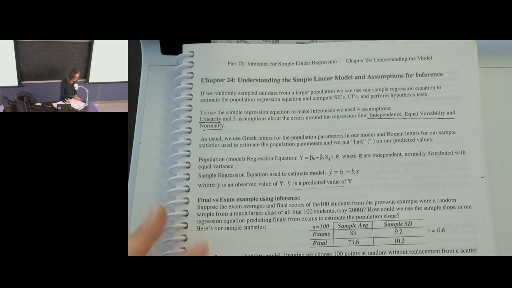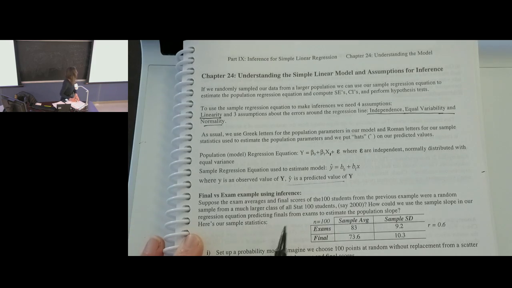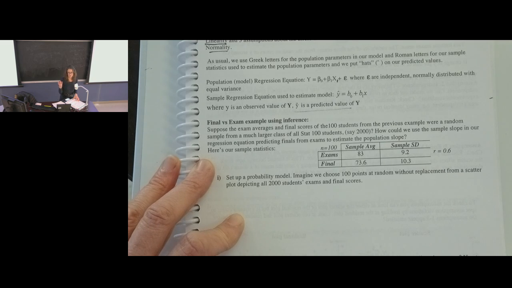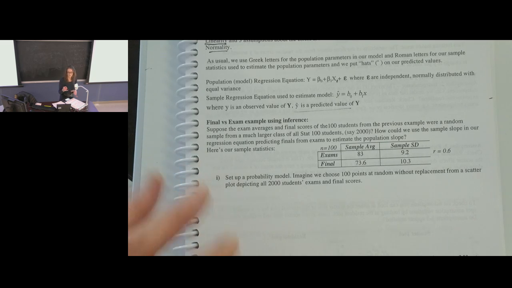Now let's suppose that same data set we had, that we just got the sample regression from. We thought it was the whole population. It really was the whole population.